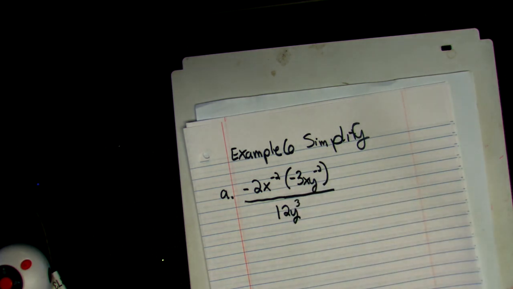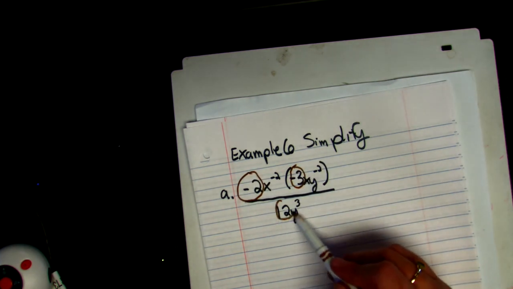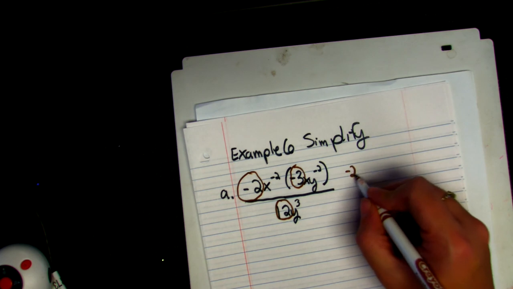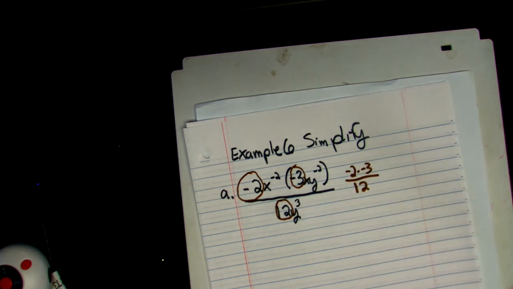All right, so the first thing I would like to do is go ahead and put all my numbers together. So that would be this -2, this -3, and this 12, right? So I have -2 times -3 over 12.